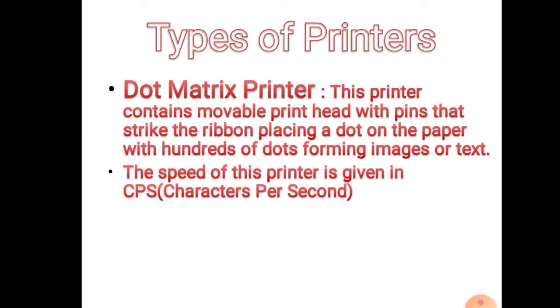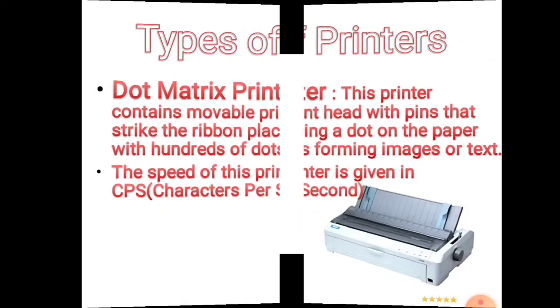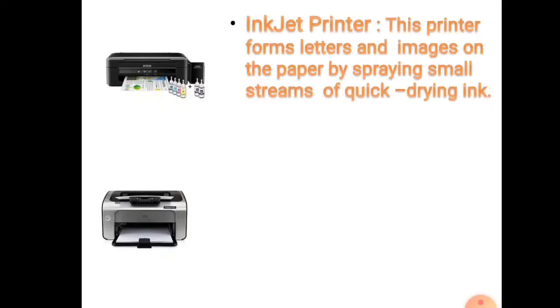So that is why the speed of the printer is also counted in characters per second. Earlier in banks you could see this type of printer. This one is a dot matrix printer. Another printer is of laser and inkjet.